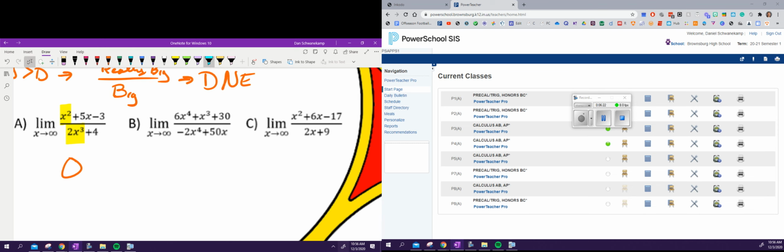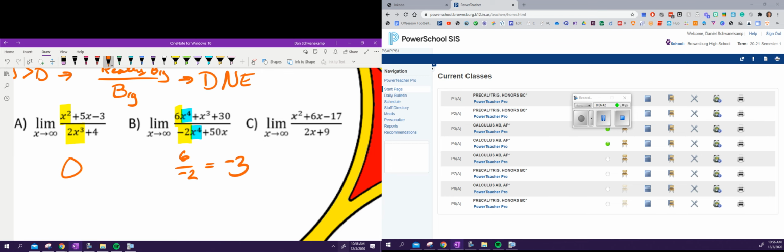Letter B, Cannon, what do you think on that one? Where's it bigger? They're equal. They're both x to the 4. So if they're both x to the 4th, then what are you looking at? Leading coefficients. So it's 6 over -2. So his limit is going to be -3.